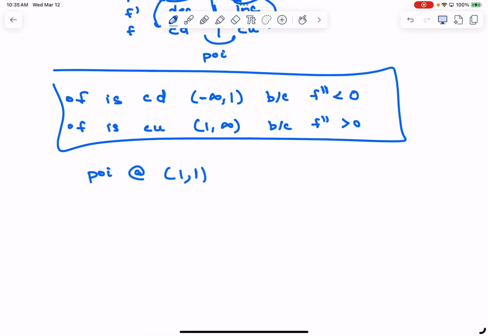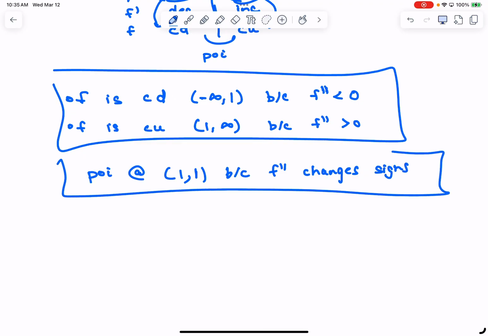And you have to say, and this is nice because you don't have to say how the signs change. You just have to say the signs what? Because f double prime changes signs. Now that one you can just say changes signs. The original. 3 minus 6.